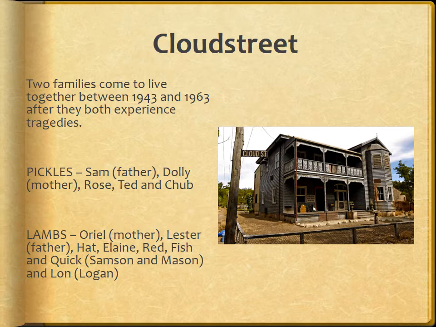So a brief background to the novel. It's about these two families that come together to live together in the same house between the years of 1943 and 1963 after they both experienced tragedies within their families. So on the one hand, we've got the Pickles family with Sam as the father, Dolly as the mother, and Rose, Ted, and Chubb as the children. On the other hand, we have the Lamb family with Oriole as the mother, Lester as the father, Hat, Elaine, and Red as the children, and then there's also Fish and Quick, or Samson and Mason as their names respectively.